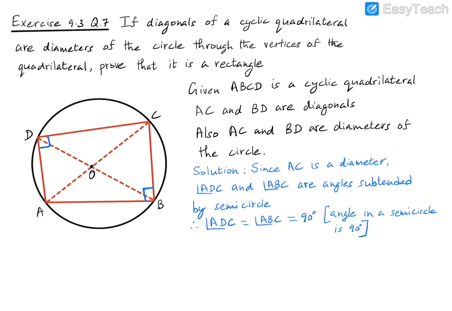Next, we can look at the problem in a similar fashion by considering the other diagonal, which is the diagonal BD, which also is given to be the diameter of the circle.